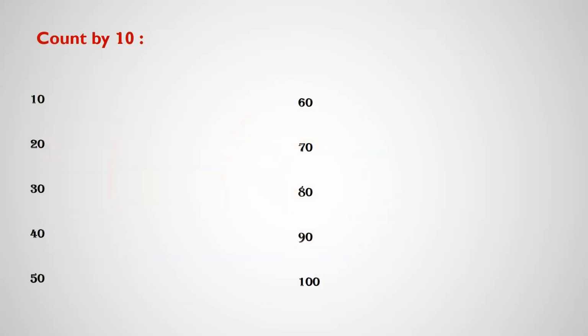Okay, can you say the numbers by 10? Let's count by 10. We have 10, after 10, 20, 30, 40, 50, 60, 70, 80, 90, then 100. So here we are going to count by 10. Each time we jump 10 steps.